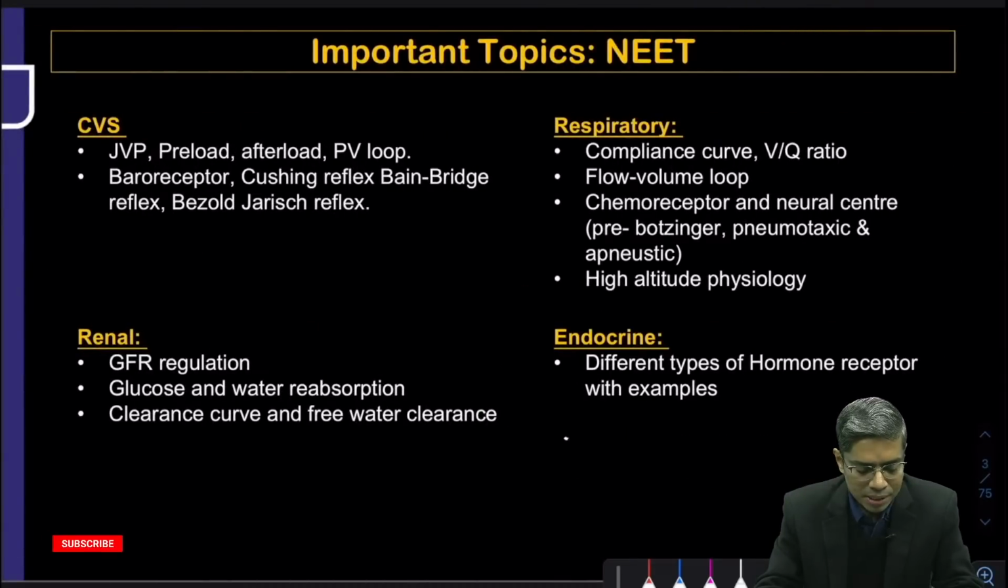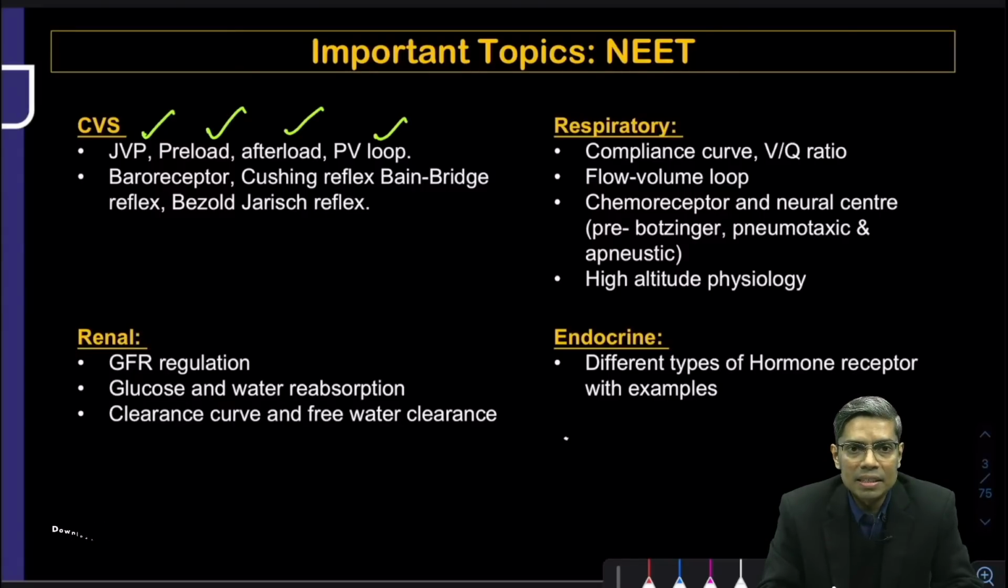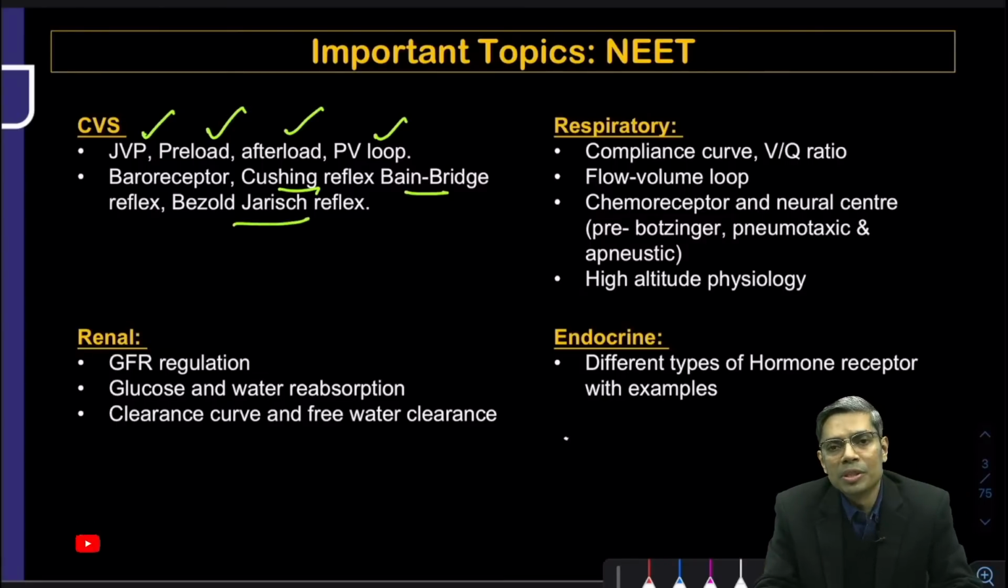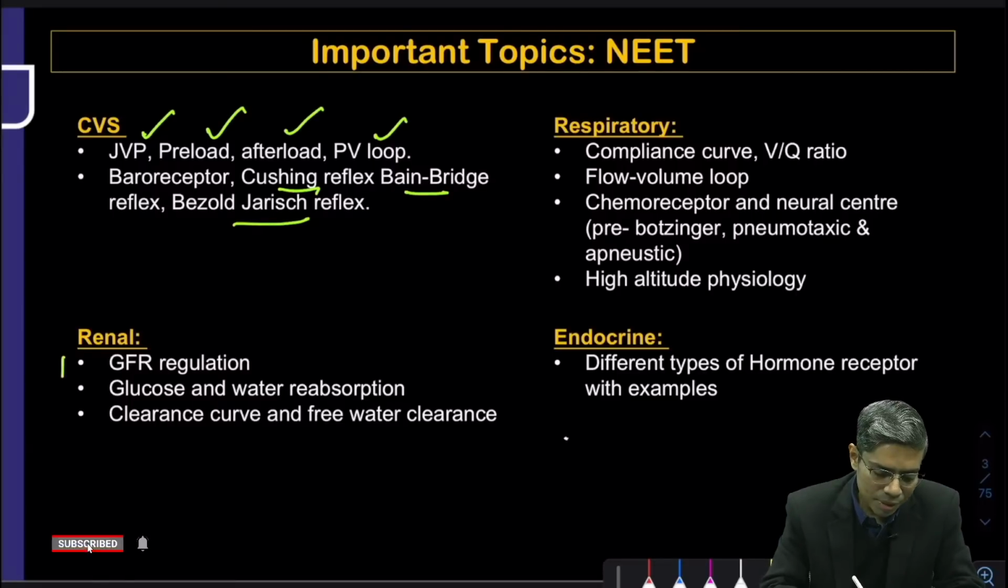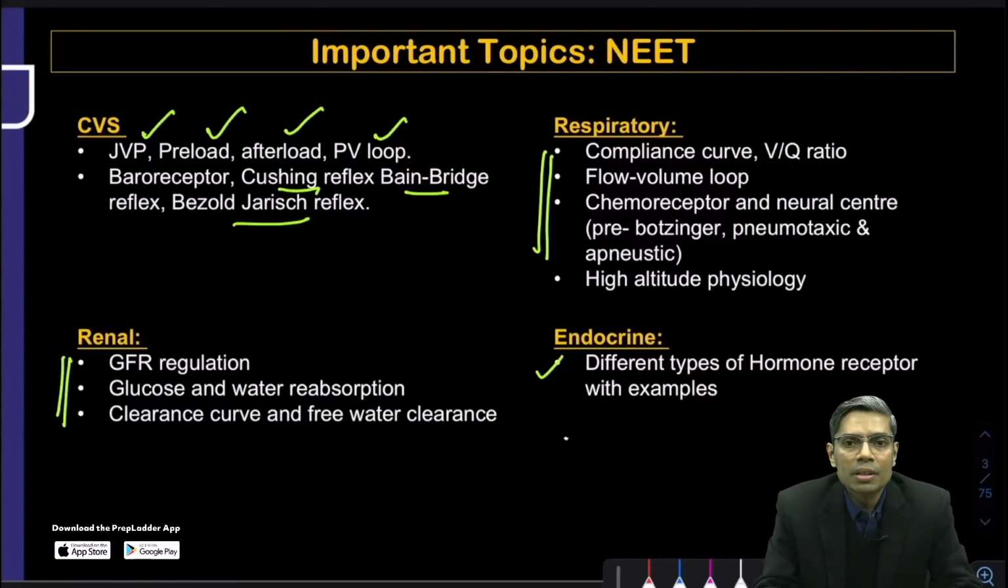For CVS, I have noted very few topics here. At least read JVP, preload, afterload and PV loop. These are the important areas from where questions have been asked, not only in NEET but also in the INI-CET examination. Similarly, you have to read about the baroreceptor, Cushing reflex, Bainbridge reflex and Bezold-Jarisch reflex. In renal physiology, the list of topics is here. In respiratory, you can find the list here. And in endocrine, only the hormone receptor is the most important thing that you have to revise before going into examination.